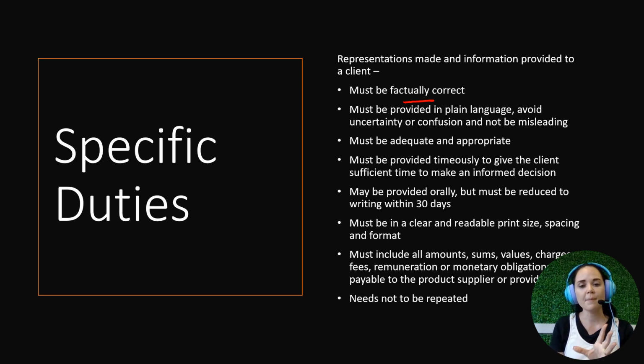Then, all representations made and all information provided to the client must be provided in plain language to avoid any uncertainty or confusion, and it must not be misleading. Then it says the information provided must be adequate and appropriate. And we also have to take into consideration what knowledge and experience the client has in financial services.